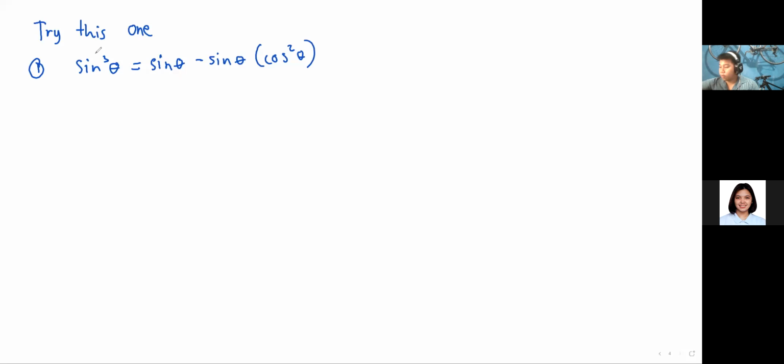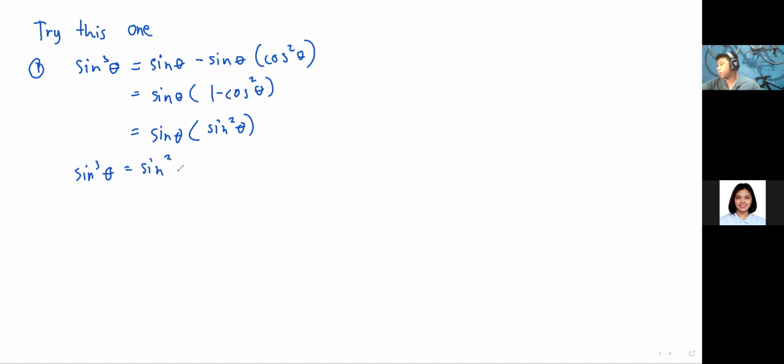Okay, so, ayan. Let's solve this one. So, magiging ganito siya. Sine theta times 1 minus cosine squared theta. Okay, so magiging sine theta. So, ano lang yan? Pythagorean identity. So, sine squared theta. Okay, and then, finally, is equals to sine cubed theta. Okay, so, don't forget yung quiz. Okay? So, ayun lang, guys.